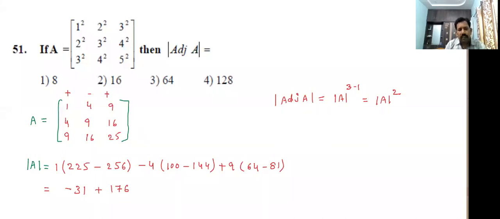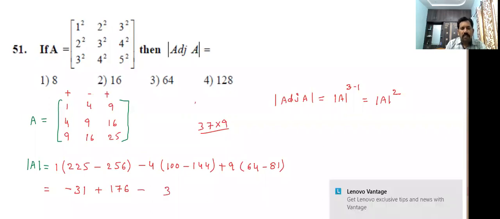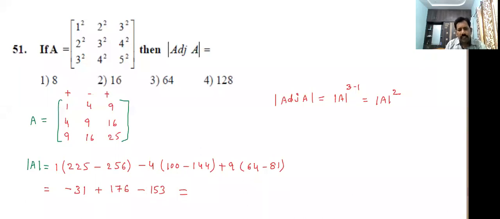9 sevens are 63, 9 ones are 9, so 153. Overall, we are getting the answer minus 8. The det A value we got is minus 8.